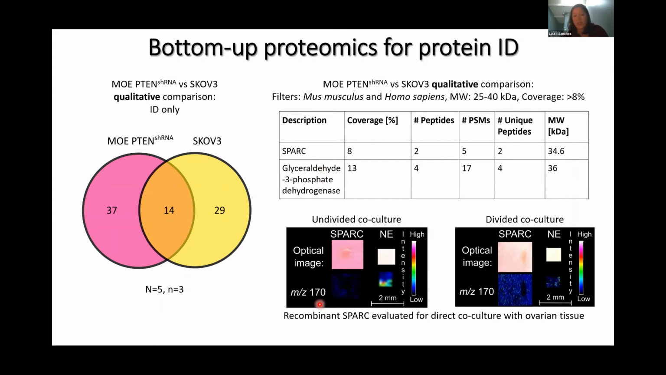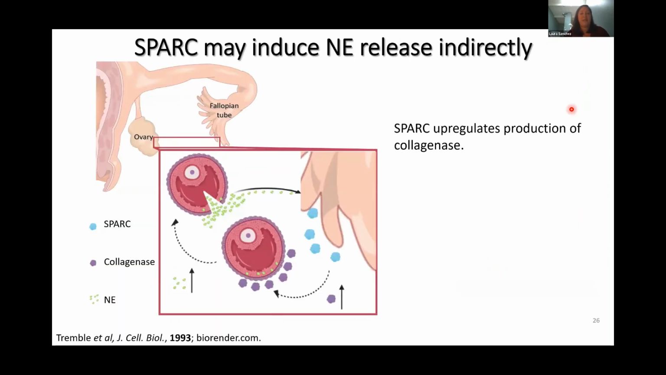There could be post-translational modifications or other interacting partners for why a recombinant version of SPARC wouldn't just work on top of the ovary. And so now you also might be asking yourself, well, Laura, what is SPARC known to do? So SPARC really upregulates the production of these collagenases. And if you're not familiar, the ovary is actually mostly collagen.